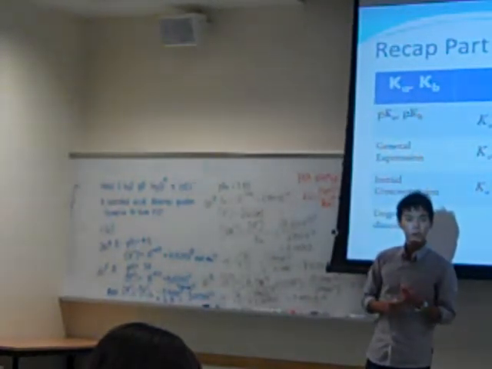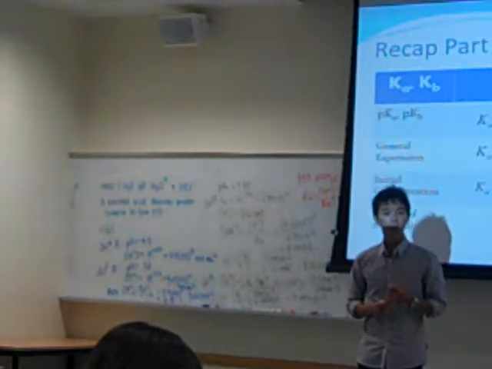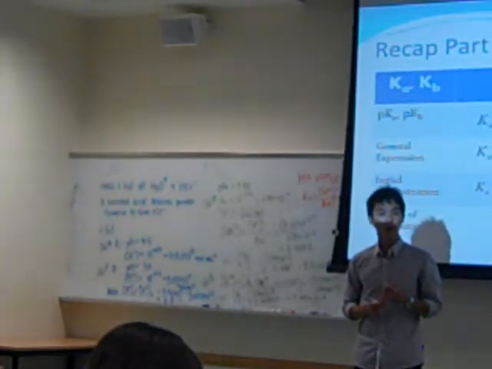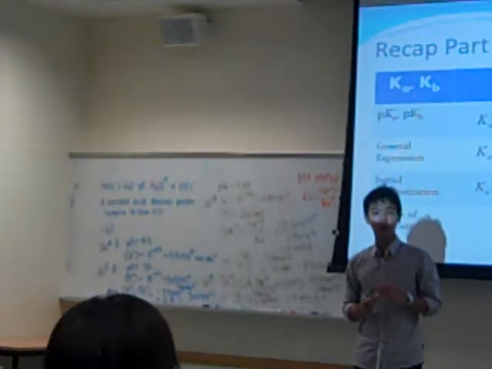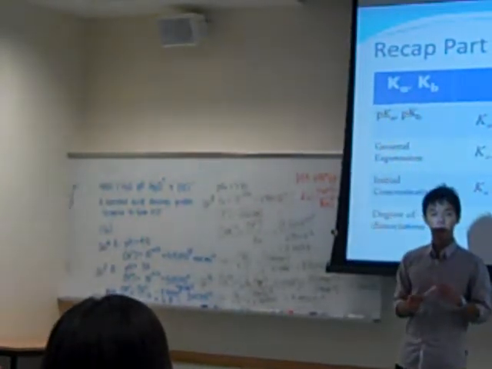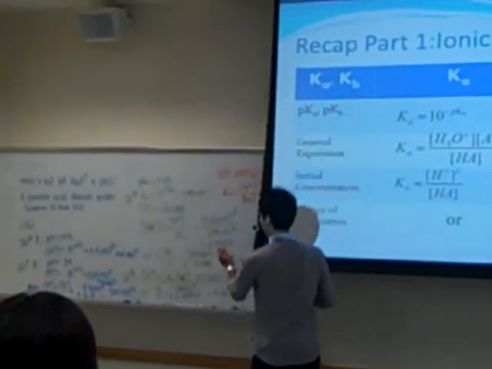So the equilibrium concentration of the acid can be assumed to be the initial concentration of the acid, if you still remember the assumption that you made during the lecture. So we end up with this value.